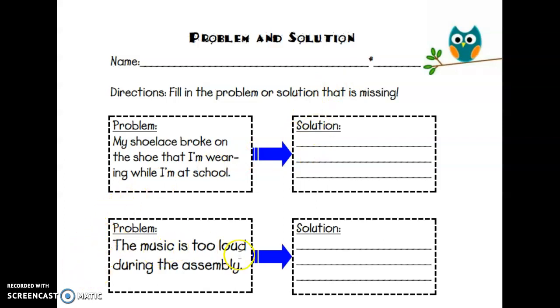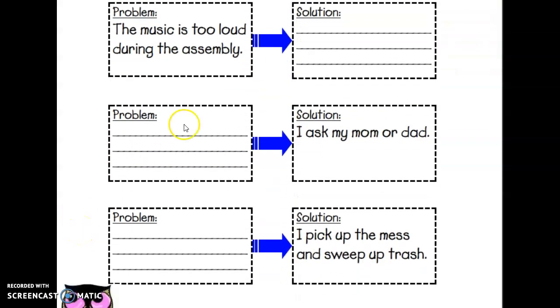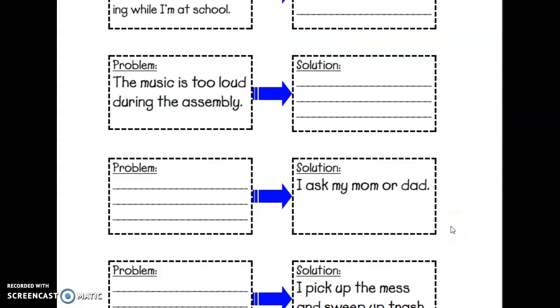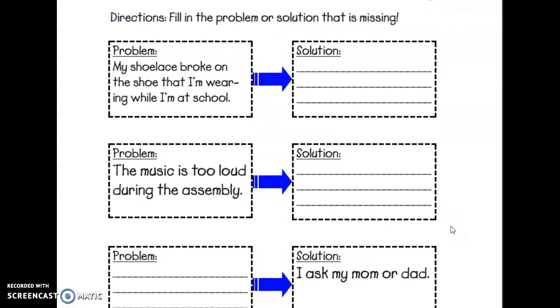Next, we have the music is too loud during the assembly. How can we solve that problem? And then they give you solutions that you have to come up with a problem for. I ask my mom or dad. I pick up the mess and sweep up trash. Again, this is what you are doing on the next slide.